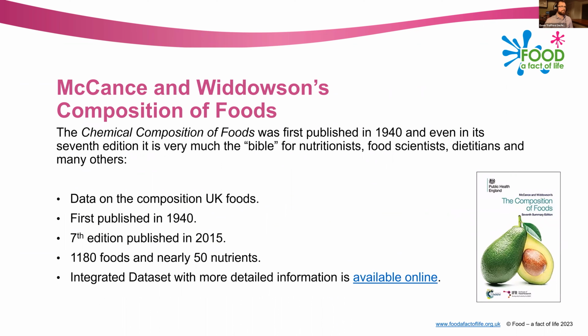So the book you can see here is McCance and Widdowson's Composition of Foods. And so this is kind of the nutritionist's Bible for telling us about the composition of various nutrients in the main foods that we eat in the diet. It was first published in 1940. The most recent published edition was the 7th edition, which was published in 2015. Contains almost 1,200 foods and nearly 50 nutrients. And then the best thing really is that this information is now available online. And you'll see later on when we talk about our tool, this uses that online information to make nutritional analysis really easy. And it's updated regularly online as well.